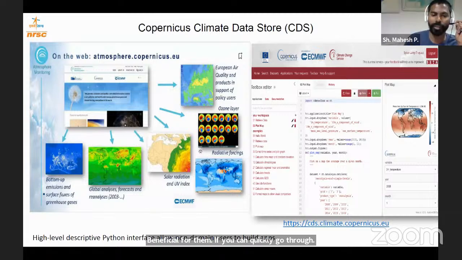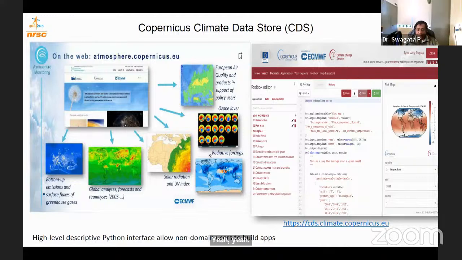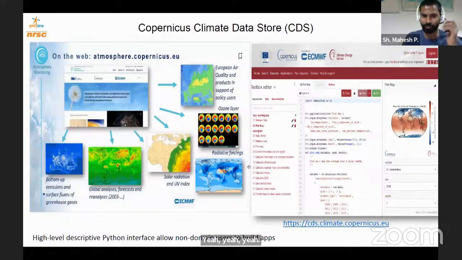So can I explain here that part? Yeah. For example, the radiative forcings, what we are talking. So actually, what I think now slides are moving, right?